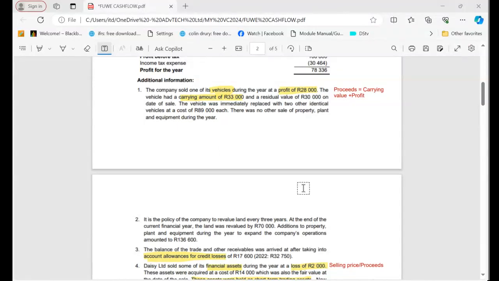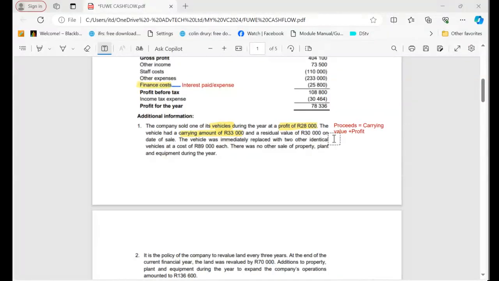Now let's come back. Remember, I didn't finish this residual value. Don't worry. We normally use this when we calculate depreciation, if we need depreciation. But we don't need depreciation. They say the vehicle was immediately replaced. In other words, they bought another vehicle. How many? They bought two of them, at a cost of how much? 89,000 each. Can you see now?